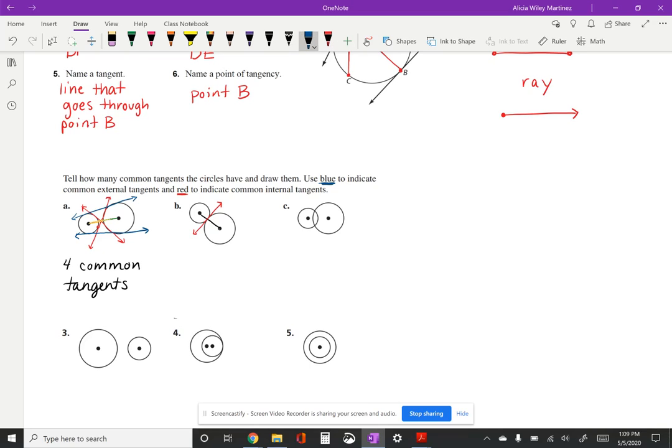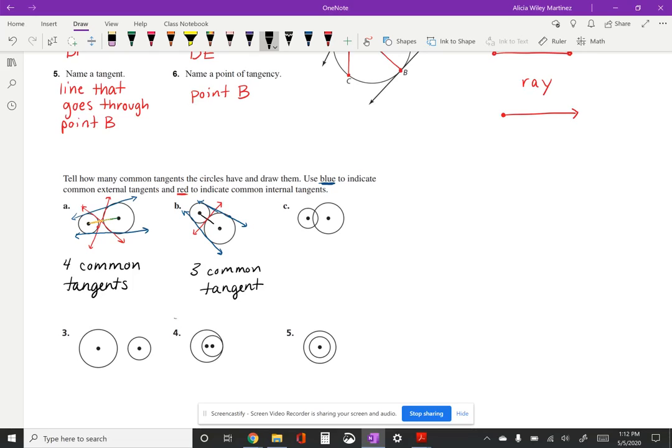And then again, just like on the last one, we can have these external tangents. Kind of hard to draw them nicely. Do the best you can. Here's an external tangent, and then here's another external tangent. So this one has 3 common tangents, 2 of which are external, 1 is internal. Okay, so let's look at part C.